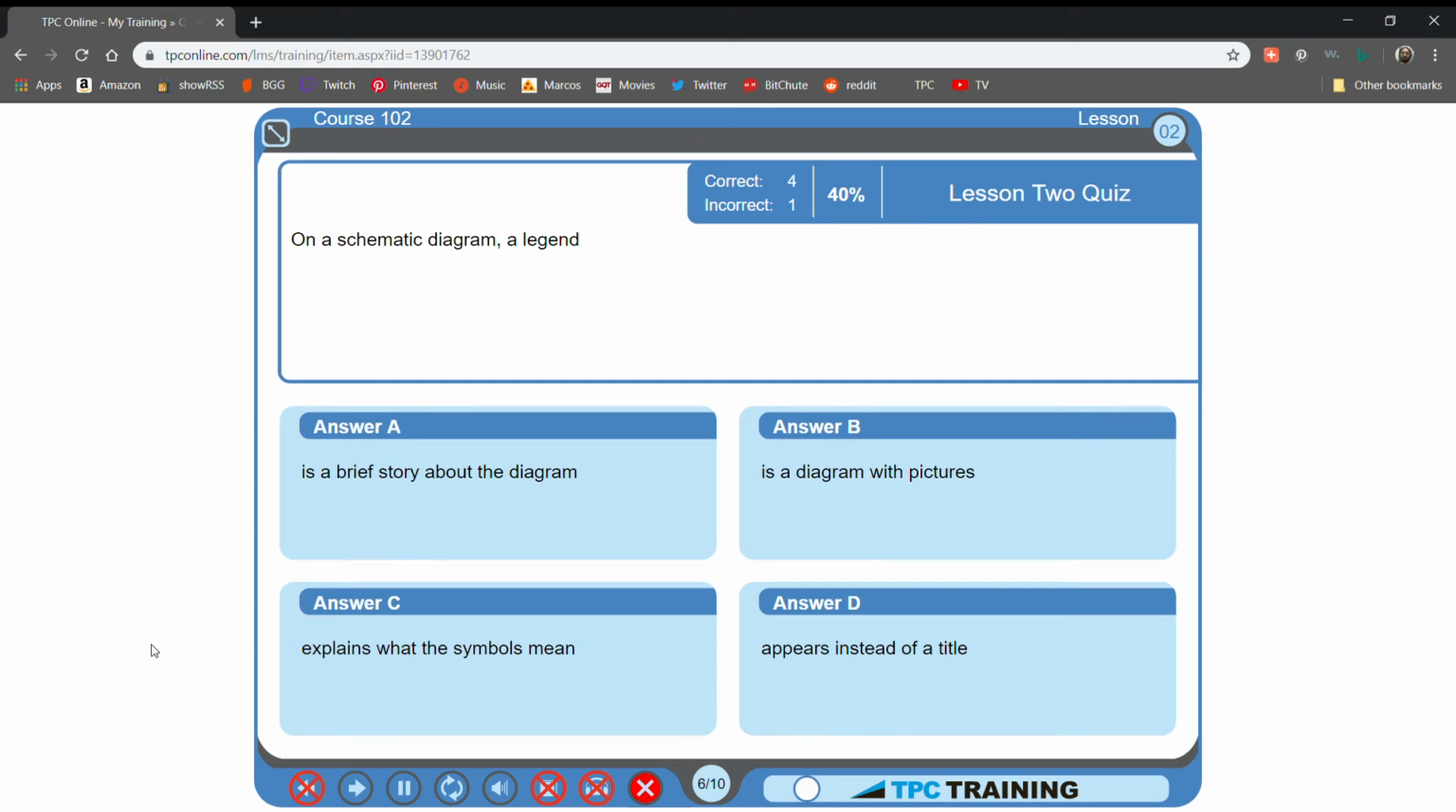On a schematic diagram, a legend, A, is a brief story about the diagram. B, is a diagram with pictures.